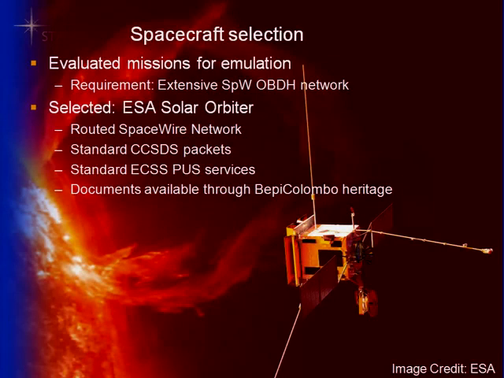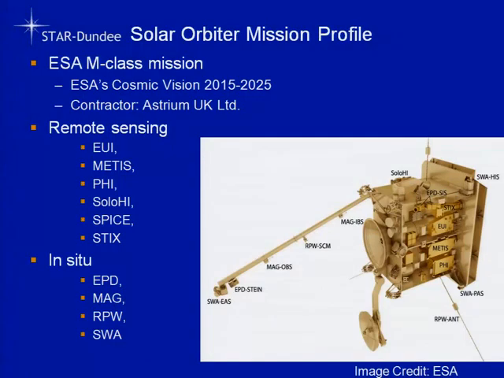Okay, so we selected the Solar Orbiter because it was a new ESA mission, so the equipment and simulations might be useful for this. It has a routed SpaceWire network. It uses CCSDS packets, the packet utilization standards, and importantly, most of the documentation was available because it was based on Bepi-Colombo. Normally, you can't get information about current spacecraft designs from ESA, but because it was based on Bepi-Colombo, there was actually quite a lot of information available. This just shows the spacecraft itself and the various instruments on board.